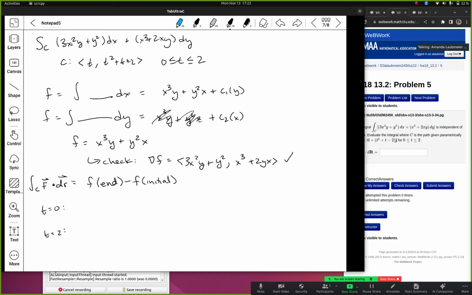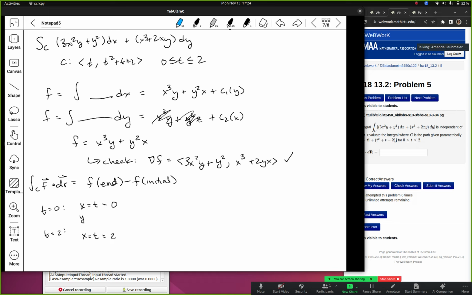And remember, when we create parameterizations, we're putting the x values here and the y values here. So if I plug my t into this parameterization, I'm going to get the x and y points that correspond to starting at t equals 0 and ending at t equals 2. So from the first component, x is equal to t, and when t is 0, that's going to give me 0. And when I get to t equals 2, x being t is going to give me 2.